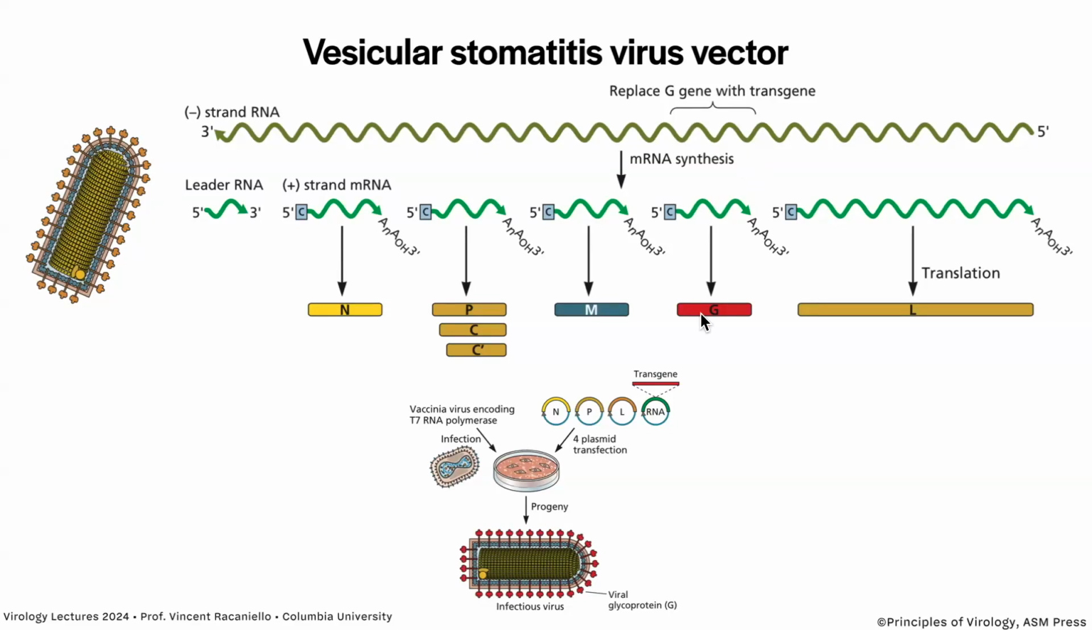And what you do is you have 4 plasmids encoding the viral proteins N, P, L, and G, and then your other plasmid has the viral RNA genome with the transgene inserted. And you put the plasmids into cells. These plasmids have T7 promoters to make mRNA. So you also infect with vaccinia virus encoding T7 RNA polymerase, and out comes infectious VSV.